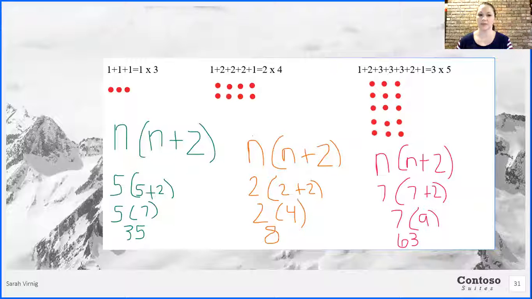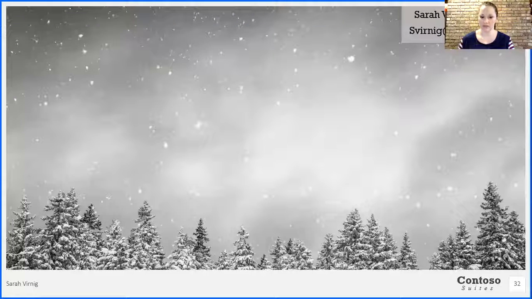And I should have explained too, PEMDAS. It's parentheses, exponents, multiply, divide, add, subtract, whatever comes first when you move left to right. But we always start with parentheses because that's separate. Okay, and moving on. That was our last one.